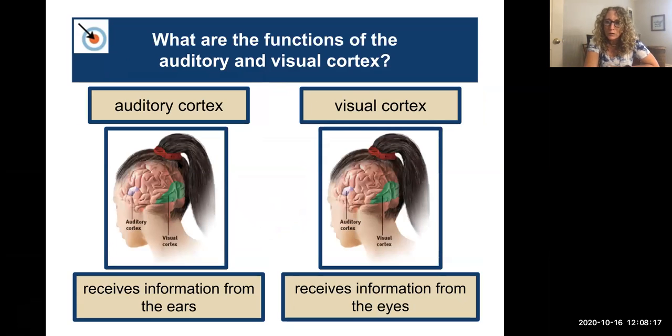The auditory cortex is for, just as it says, auditory. Auditory means having to do with hearing, so receiving information from the ears. And the visual cortex is going to receive information from the eyes to help you process what you're seeing.